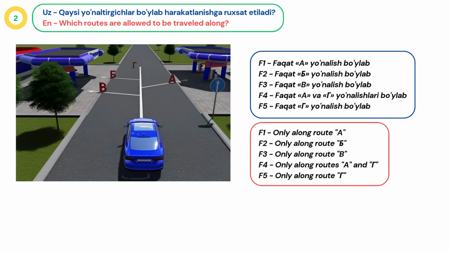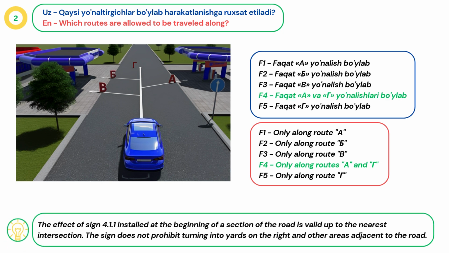Which routes are allowed to be traveled along? The effect of sign 4.1.1 installed at the beginning of a section of the road is valid up to the nearest intersection. The sign does not prohibit turning into yards on the right and other areas adjacent to the road.